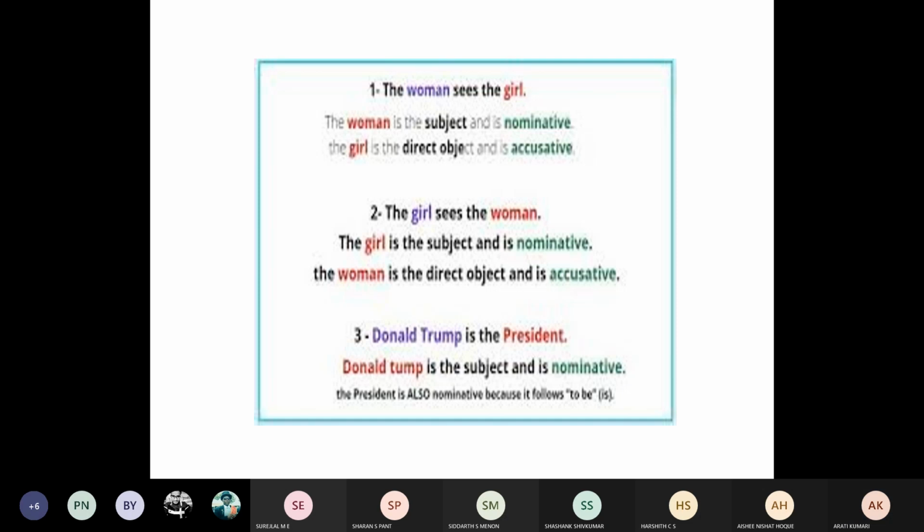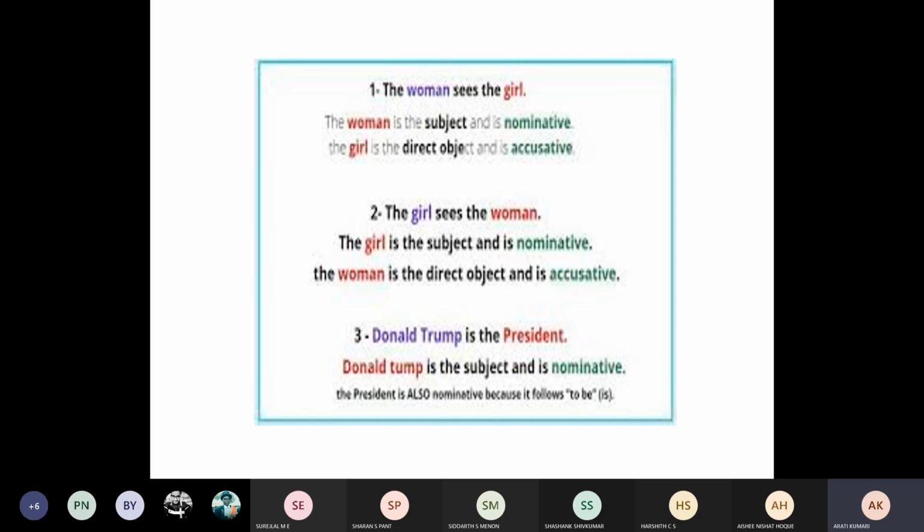Okay, so now the last one, Donald Trump is the president. In this example, both are considered nominative. Donald Trump is nominative. He's the subject. And that's why nominative. And president, the president, is also nominative. One thing is, it is the complement to the subject. If something comes after the verb as a complement to the subject, then that's also nominative case. Okay. That's how it is.